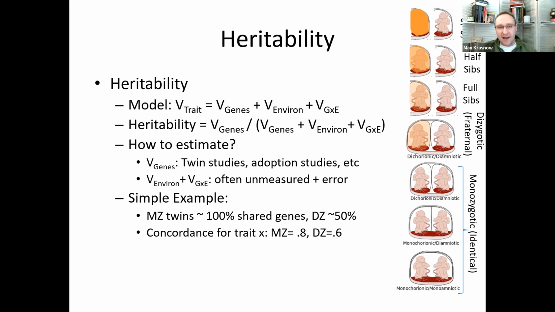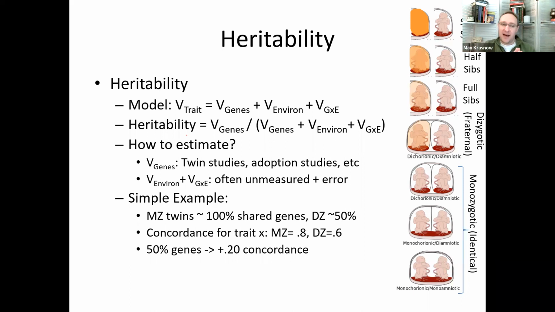What we can do from that is we can say, well, when you go from being a dizygotic twin to a monozygotic twin, you're going from having 50% of your genes in common to having 100% of your genes in common. That's like a gain of 50% genetic similarity. And what that did, going from 50% to 100%, was that it gave you a gain in concordance of about 20%, 0.2.